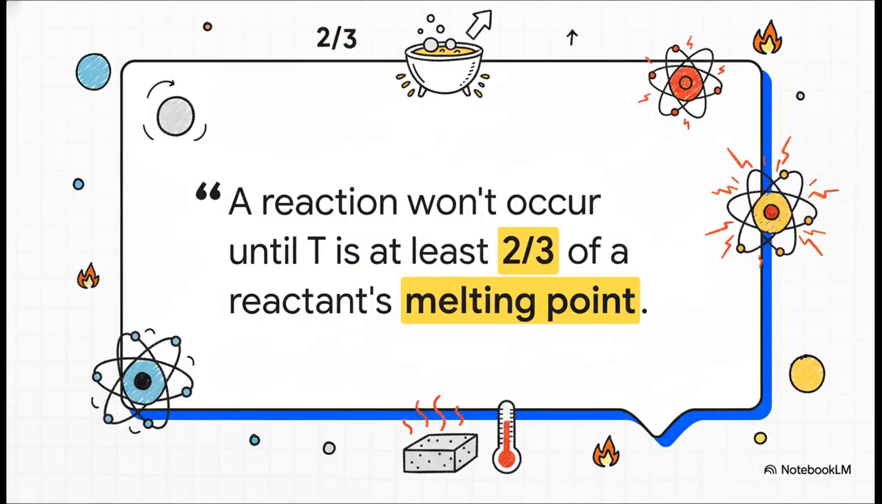So just how hot do you have to go? Well, there's a fantastic rule of thumb for this called Tammann's rule. It basically says that for atoms in a solid to really get moving and start reacting with each other, you have to heat them to at least 2/3 of their melting point. And you have to measure that in Kelvin. Any cooler than that, and you'll be waiting forever.